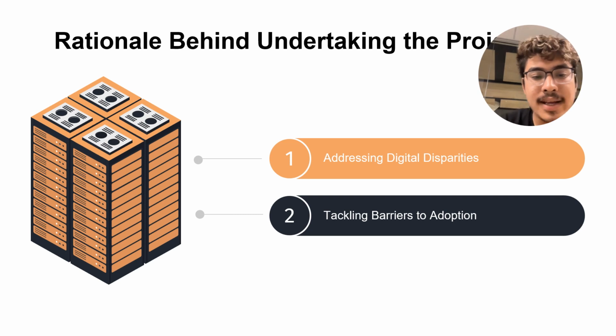Moving to the next slide, the rationale behind undertaking the project. The first is addressing digital disparities. Australia has many regions experiencing significant digital disparities that hinder socio-economic development. The second is tackling barriers to adoption. Small enterprises and community groups, especially non-profit organizations, have difficulties when attempting to use AI technology.